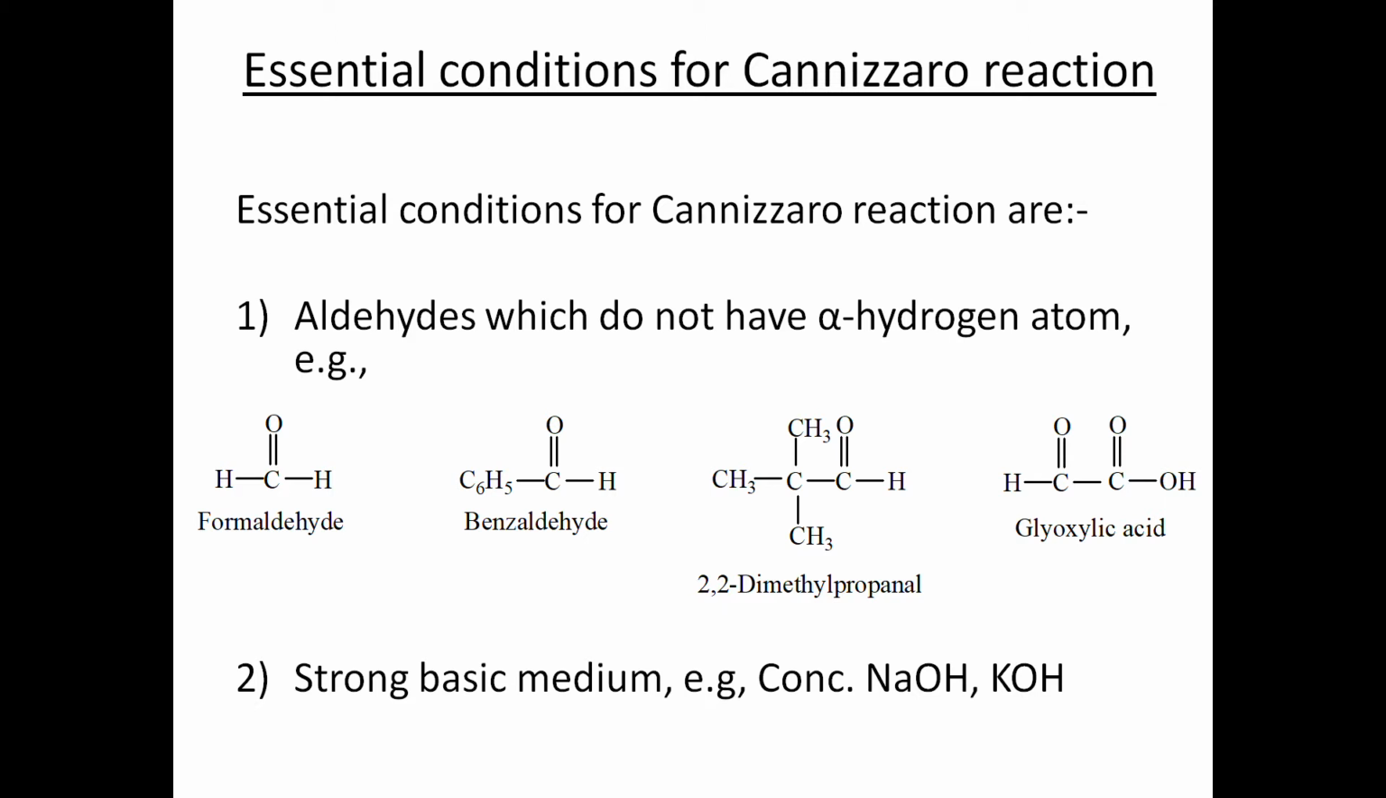And if you can recollect, it is just opposite to that of the aldol condensation. In aldol condensation, the carbonyl group which is undergoing aldol condensation should have alpha hydrogen atom, and secondly the medium is dilute alkaline or dilute basic medium, while here in case of Cannizzaro reaction you require aldehydes which do not have alpha hydrogen atom and the medium is a strong basic medium, that is concentrated sodium hydroxide or potassium hydroxide.